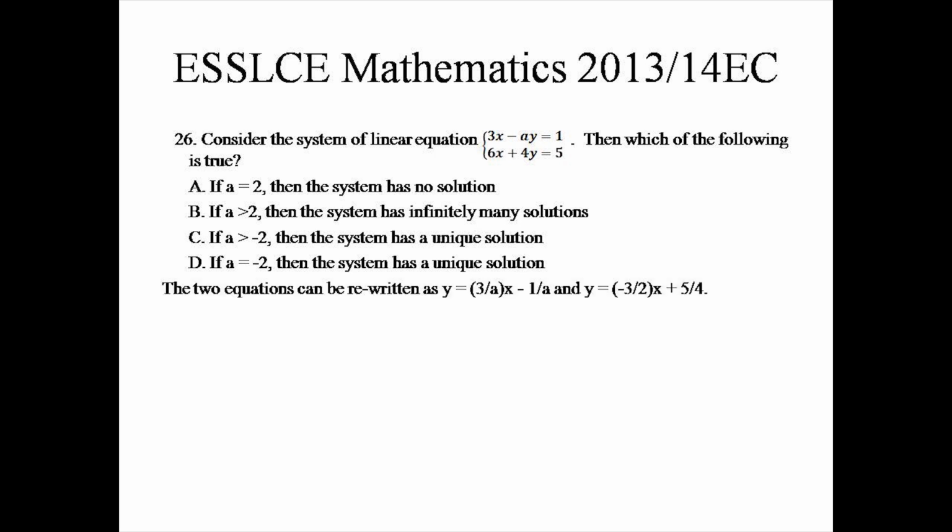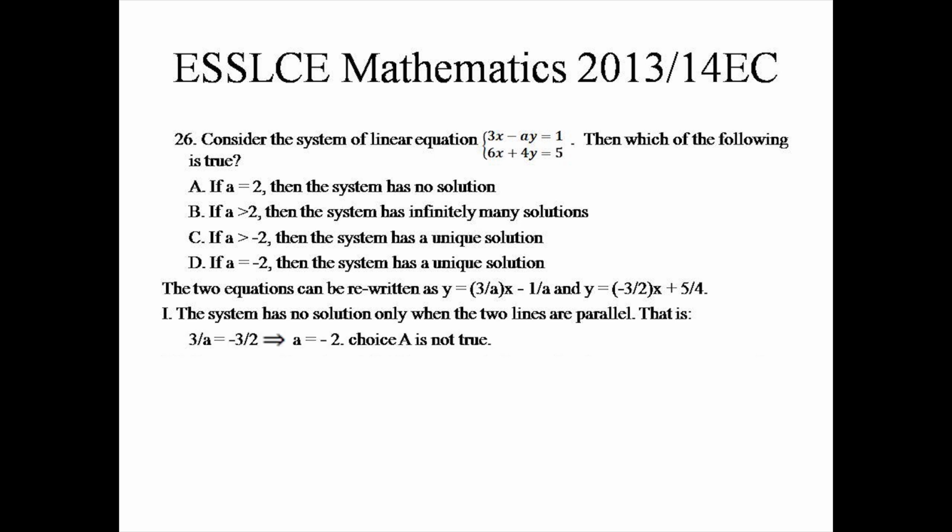That equation can be rewritten as y is equal to 3 over a x minus 1 over a. And the second equation can be rewritten as y is equal to negative 3 over 2 x plus 5 over 4. The system has no solution only when the two lines are parallel. That is only when the slopes of the two lines are equal. The slope of the first line is 3 over a. The slope of the second equation is negative 3 over 2.